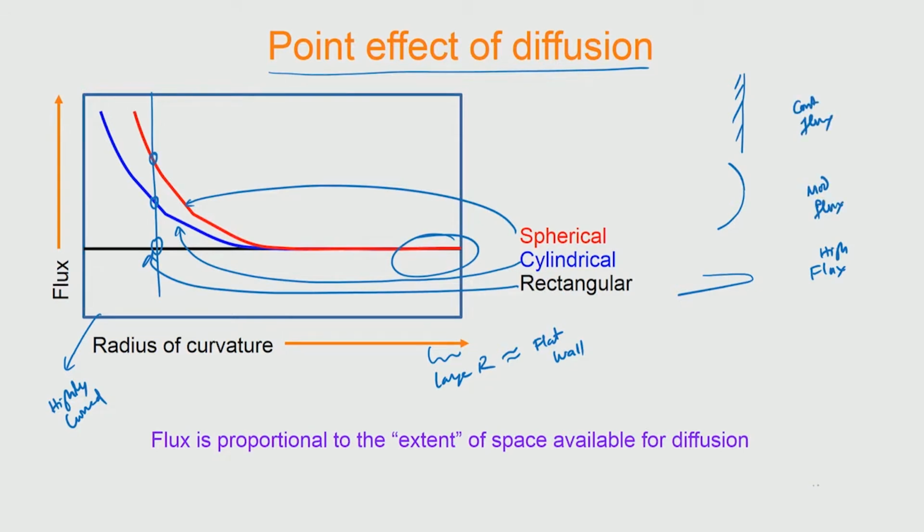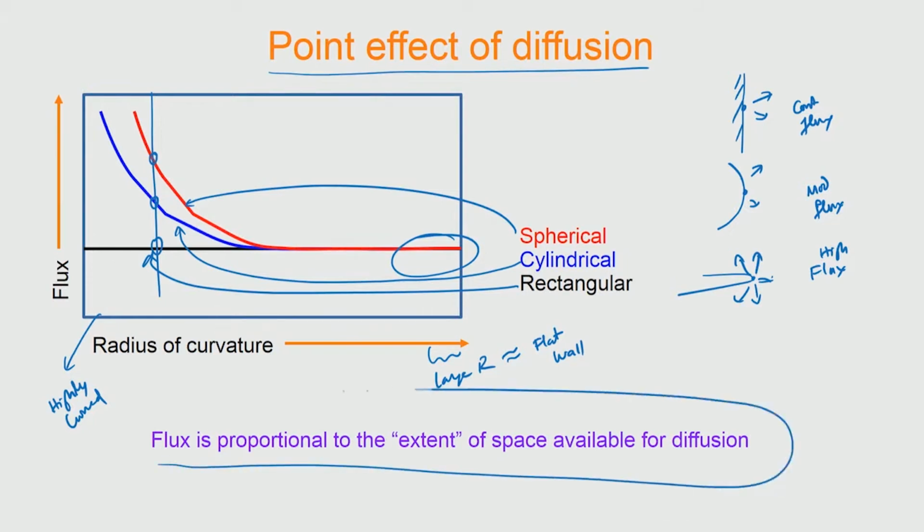So, what happens is that as the location from where the heat transfer has to take place is accessing more and more space into which the heat has to go away, that extent of space available for heat to go away is leading to the higher value of flux, and this is manifesting in the form of the mathematical expression, which is different for the spherical versus rectangular coordinate system. So, we come to the conclusion that the flux is proportional to the extent of space available for diffusion.